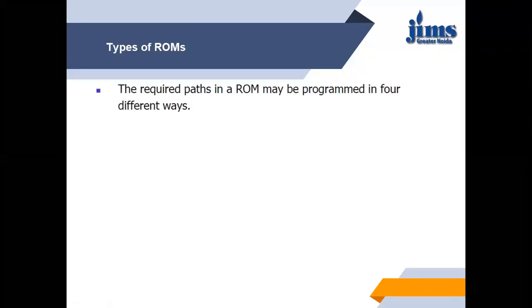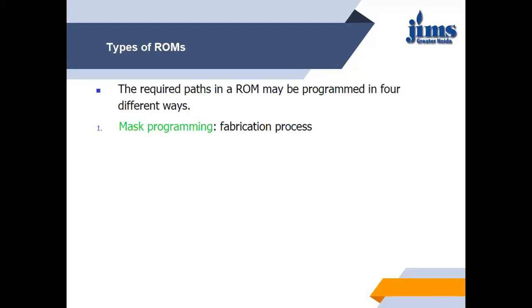The required paths in a ROM may be programmed in 4 different ways, and the way the ROMs are programmed gives the types of ROMs. The first is mask programming ROM. In this, the programming or the fusing is done at the time of fabrication. Means when we are manufacturing a ROM, the programming is done at the time of manufacturing. That is called a mask programmable ROM.